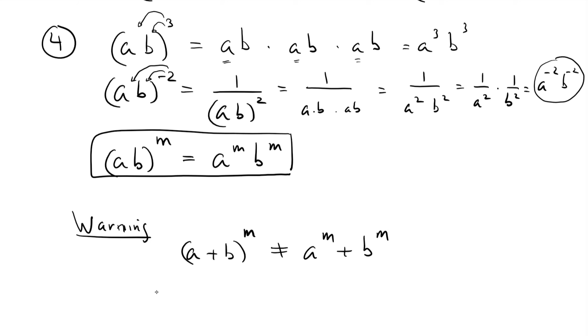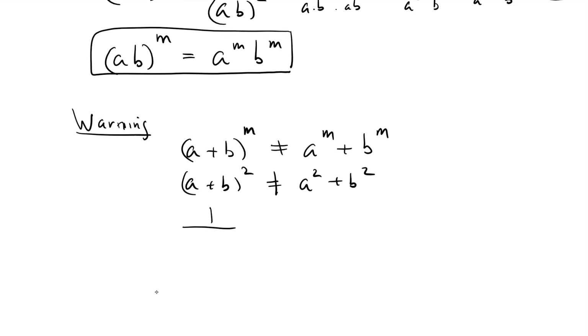This doesn't work at all. So for example, if you've got A plus B, all squared, that's not at all A squared plus B squared. So you're not allowed to do this if things are added up in the base.